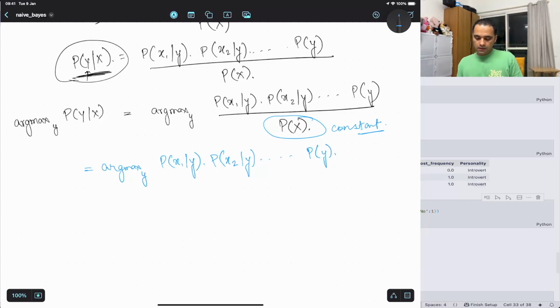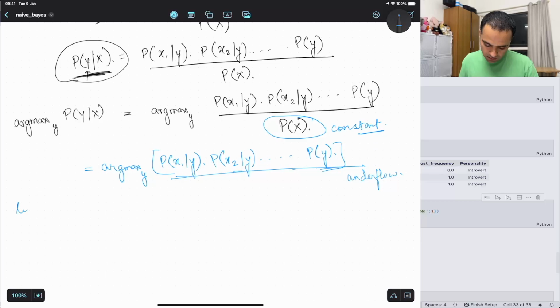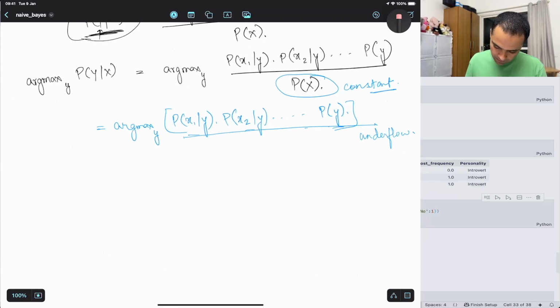Now, this is basically a product of a lot of probabilities. Probabilities are always between 0 and 1. If you multiply a lot of those numbers, it will become a very small number. So this has a risk of underflow. Therefore, we take the log of it.